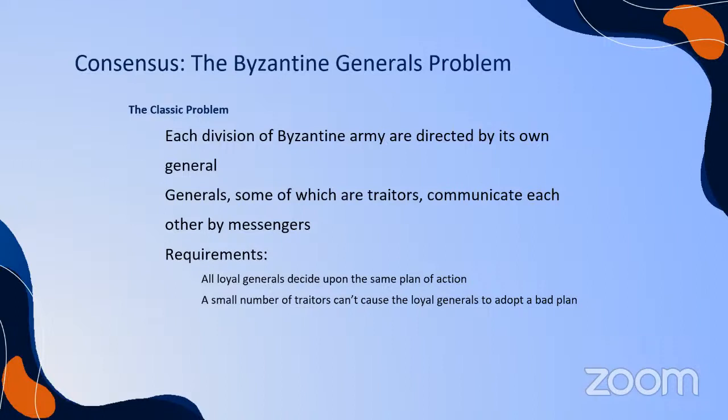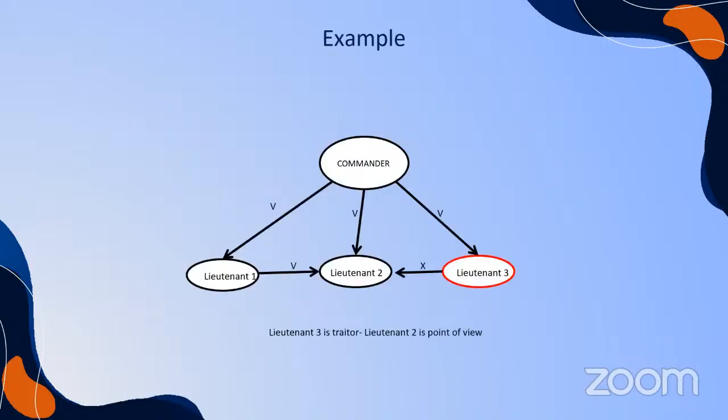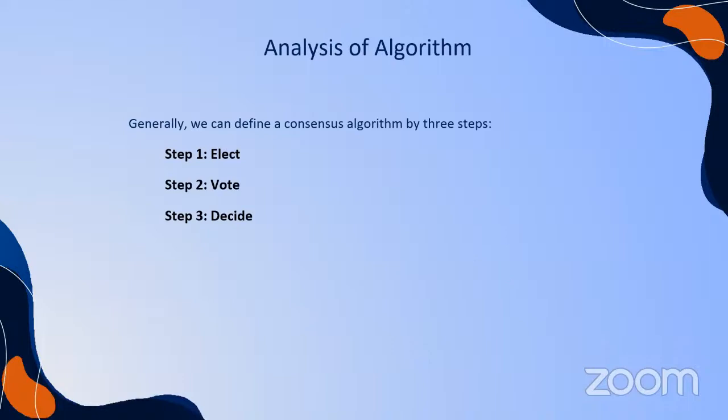We first discuss a basic example, the Byzantine generals problem. In this example there are three steps: elect, vote, and decide. The commander acts as a leader, and the faulty node is called a lieutenant node. We have discussed the analysis of the Byzantine algorithm. Basically, three steps can be followed: elect, vote, and decide. Generally, we can define a consensus algorithm by these three steps.